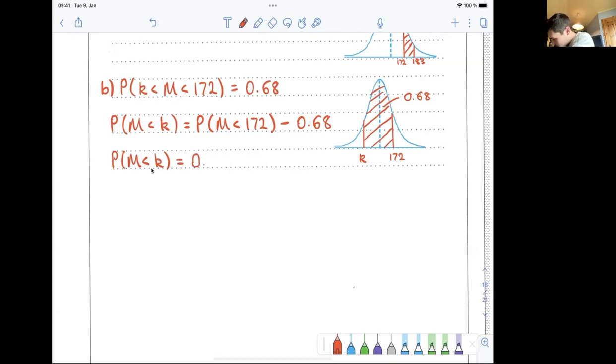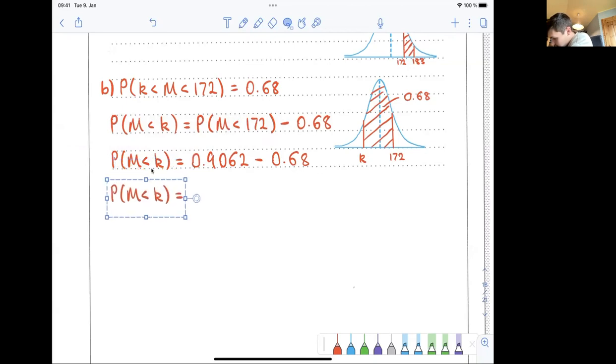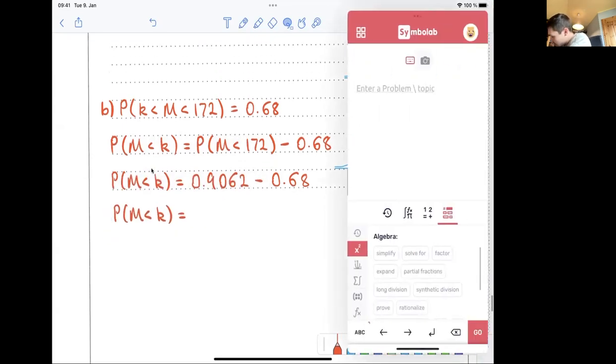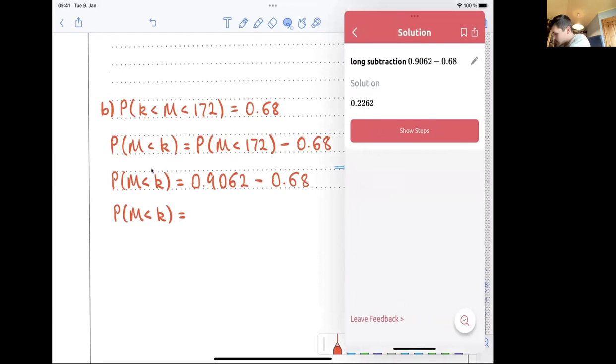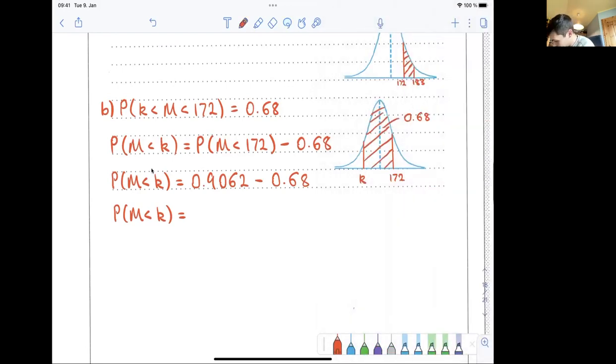So that was 0.9062. Subtract 0.68. And if we do that, we'll bring this over. What is it? 0.9062 subtract 0.68. Go. So 0.2262. All right, so 0.2262.